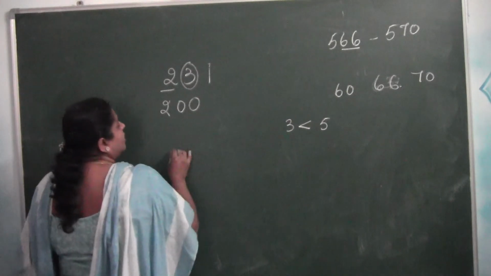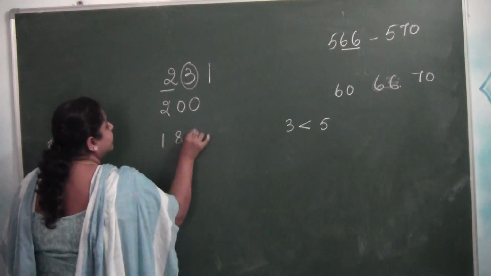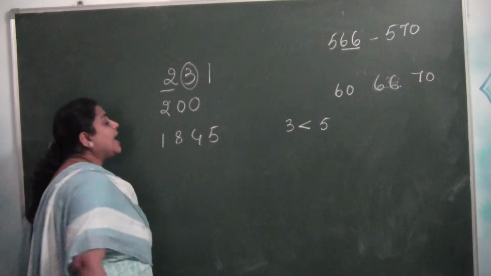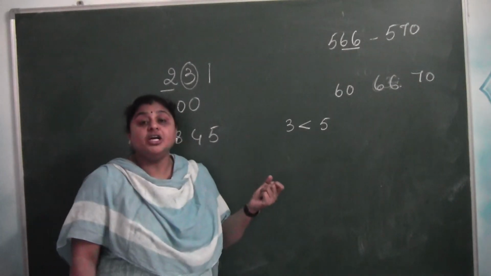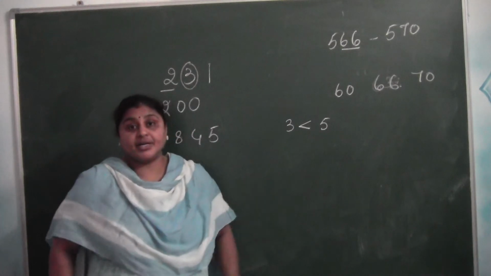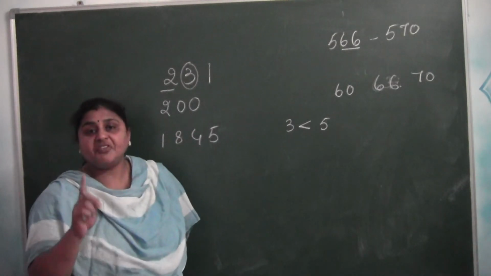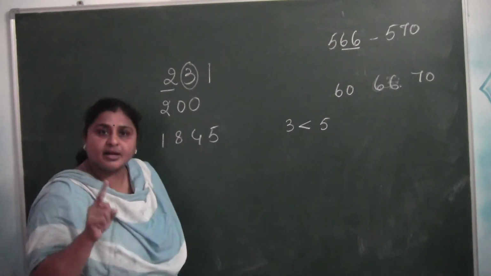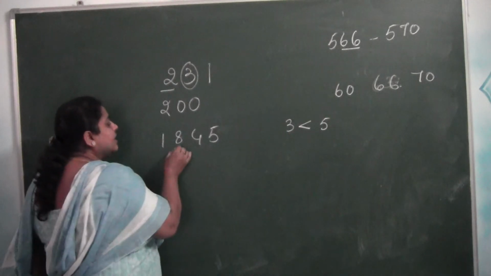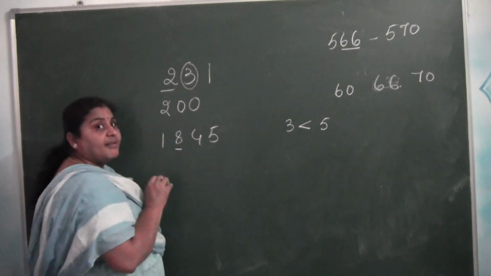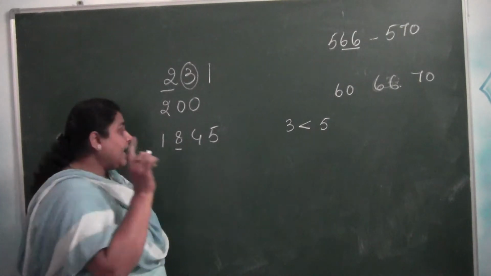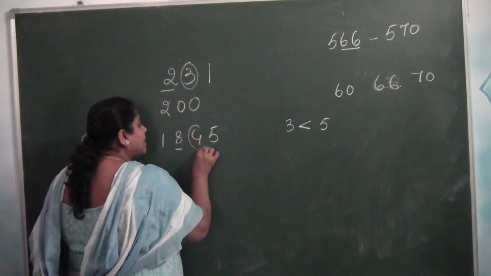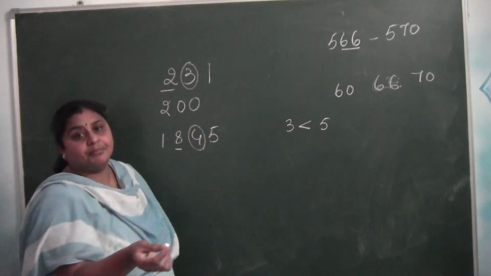Next, let us take another example. I have 1845. Now I have to round it off to the nearest hundreds. To the nearest hundreds. If I have to round it off to nearest hundreds, what I am going to do? Let us underline the digit in hundreds digit and let us circle the next number which we have to compare.